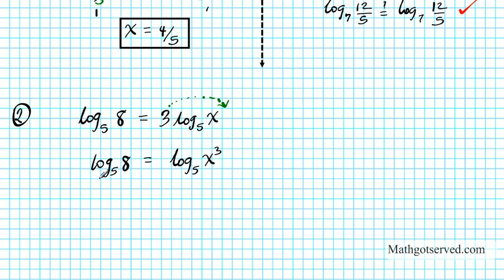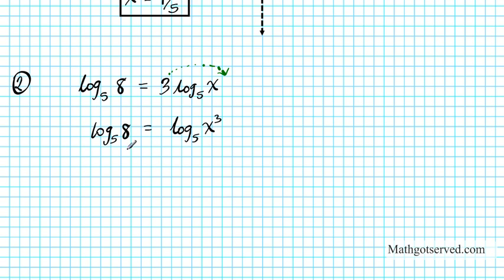Now we have log base 5 and log base 5. We can now eliminate the logs from both sides. Since the bases are 5, the basis of exponentiation will be 5. So put a big 5 on the left, a big 5 on the right, and then a little log base 5 of 8 equals a little log base 5 of x to the third.